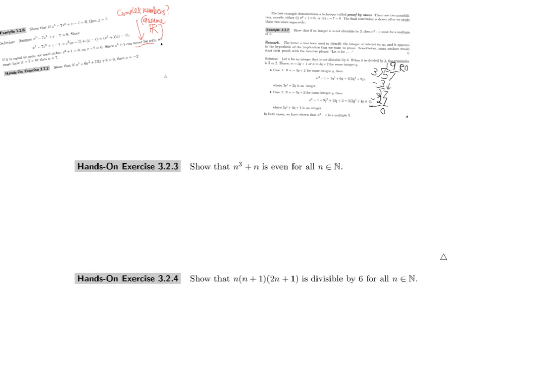Okay, so a couple of hands-on exercises for you to try. Pause the video, give them a try.